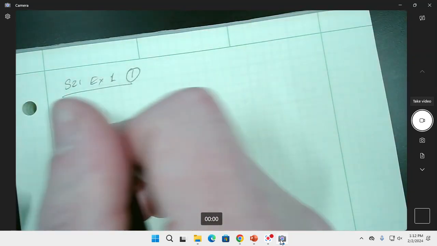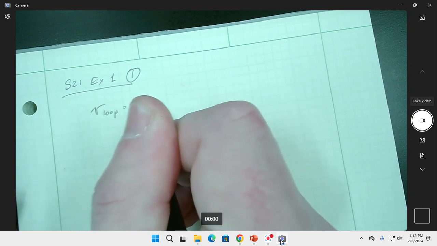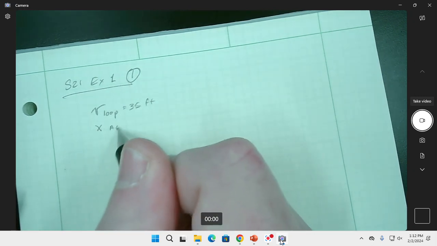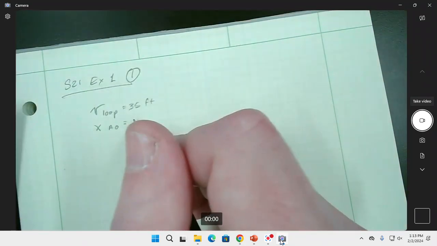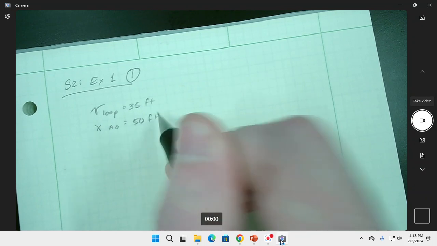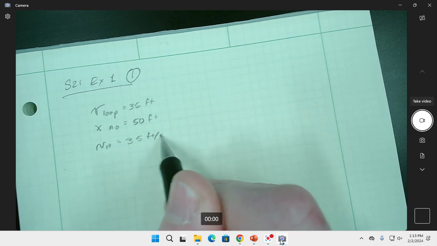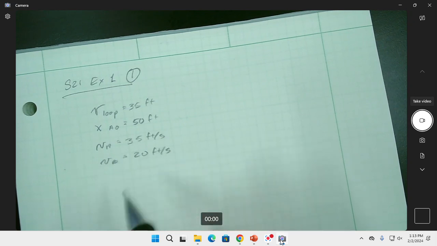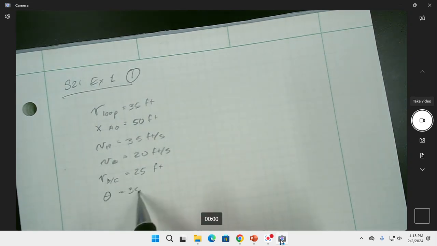Okay. So my R loop was 35 feet. That's what I decided. My XAO, that first initial distance right here, was 50 feet. And my VA was 35 feet per second. My VB was equal to 20 feet per second. And my RB with respect to C, 25 feet. And my theta is equal to 35 degrees.